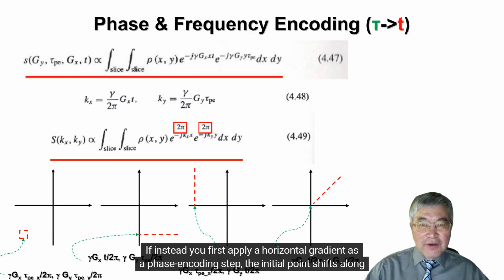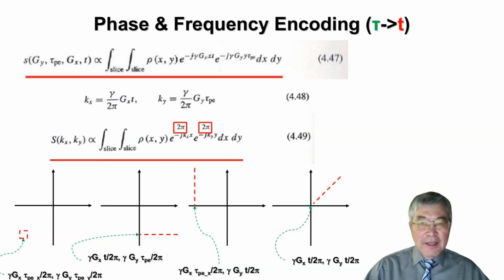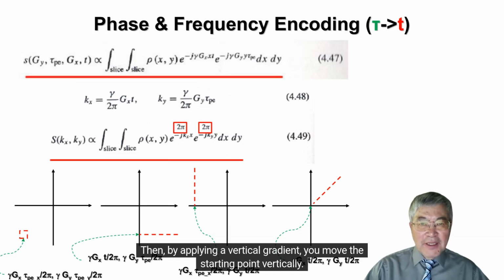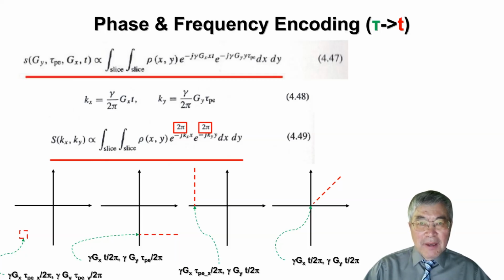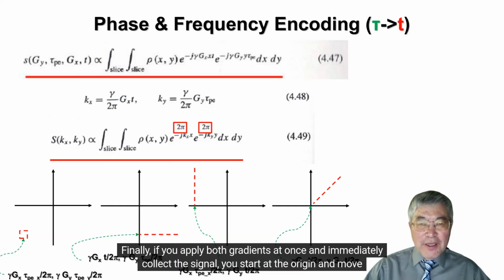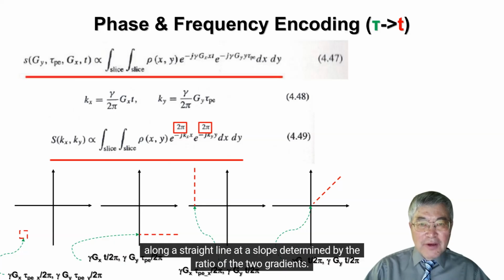If instead you first apply a horizontal gradient as a phase encoding step, the initial point shifts along the kx axis. Then, by applying a vertical gradient, you move the starting point vertically. Once you begin signal acquisition, you trace a horizontal or vertical line in k-space. Finally, if you apply both gradients at once and immediately collect the signal, you start at the origin and move along a straight line at a slope determined by the ratio of the two gradients.